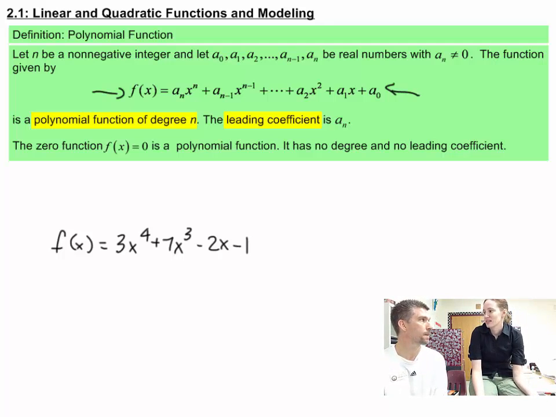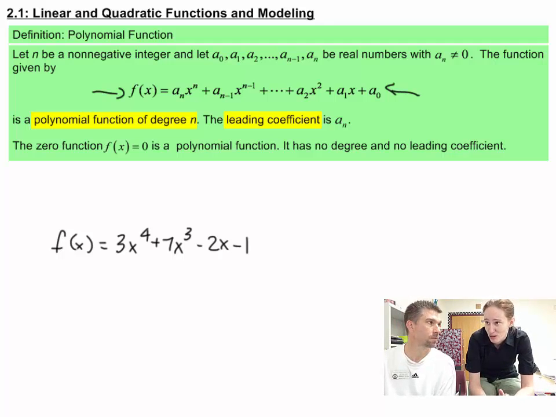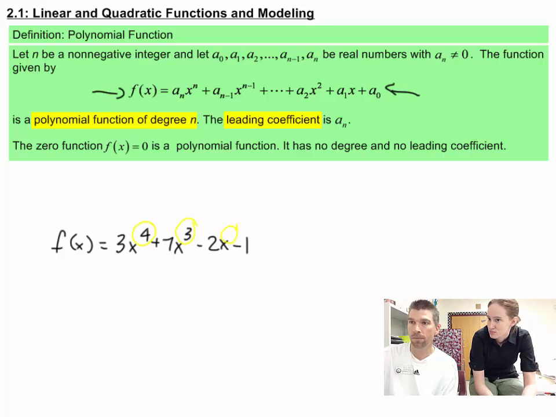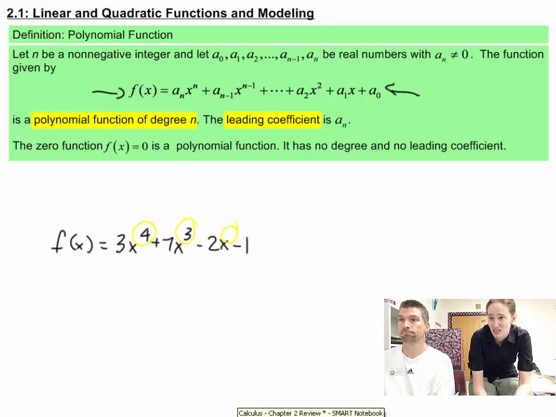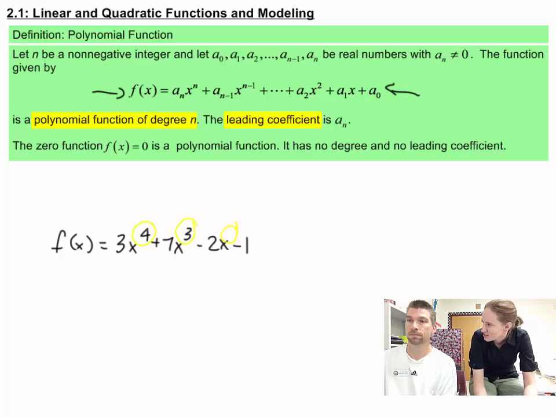Like most things you've done so far have been polynomials in Algebra 2. So the key to a polynomial function is the exponents of your x's have to be 0 or larger. Integers? Integers, yes. Integers that are 0 or larger. So that -1 there, how does that have an exponent of 0 or larger?